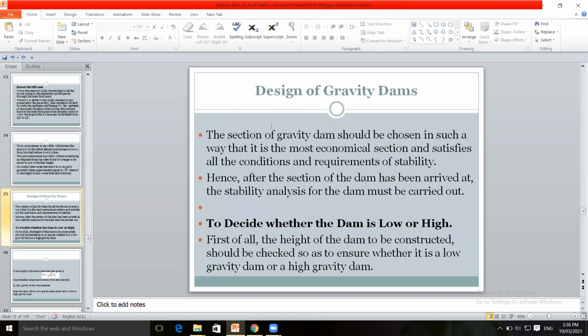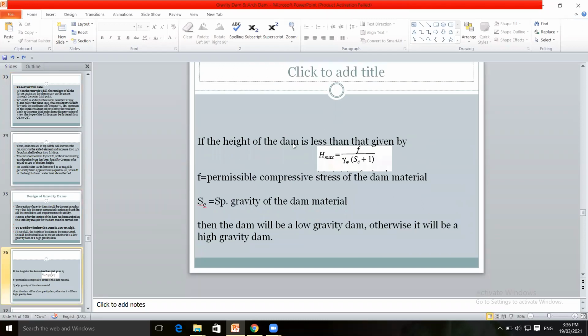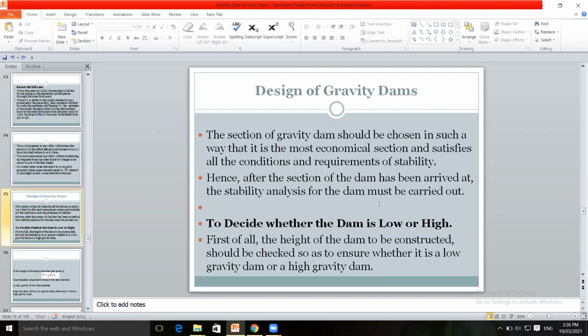Then, design of gravity dam. How to design a gravity dam? What are the steps involved in the design of gravity dams? We have seen the types of gravity dam, low gravity dam and high gravity dam. So how to choose the section for the gravity dam?